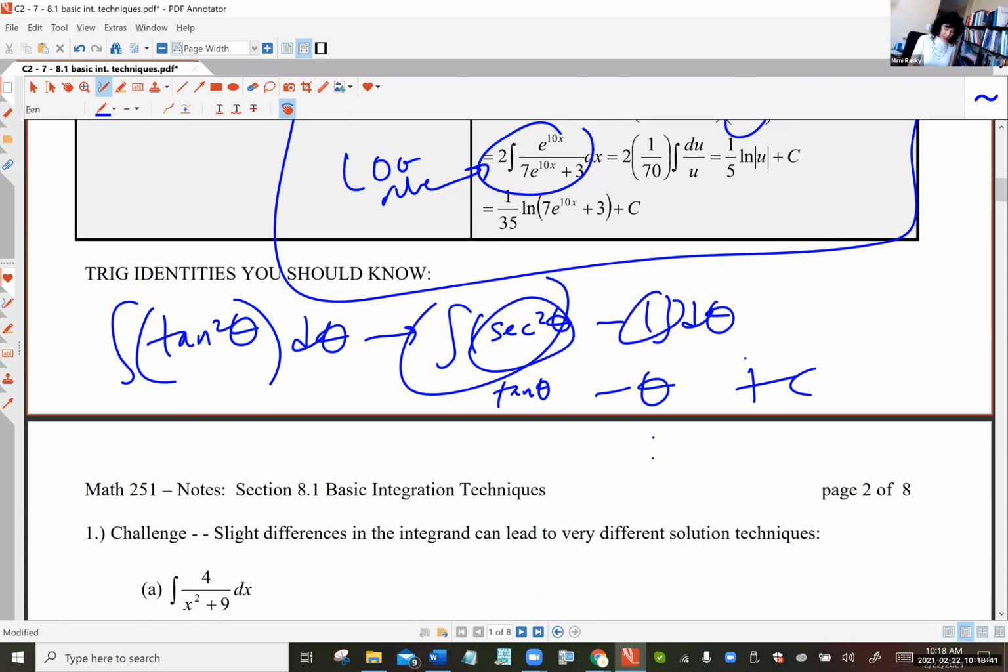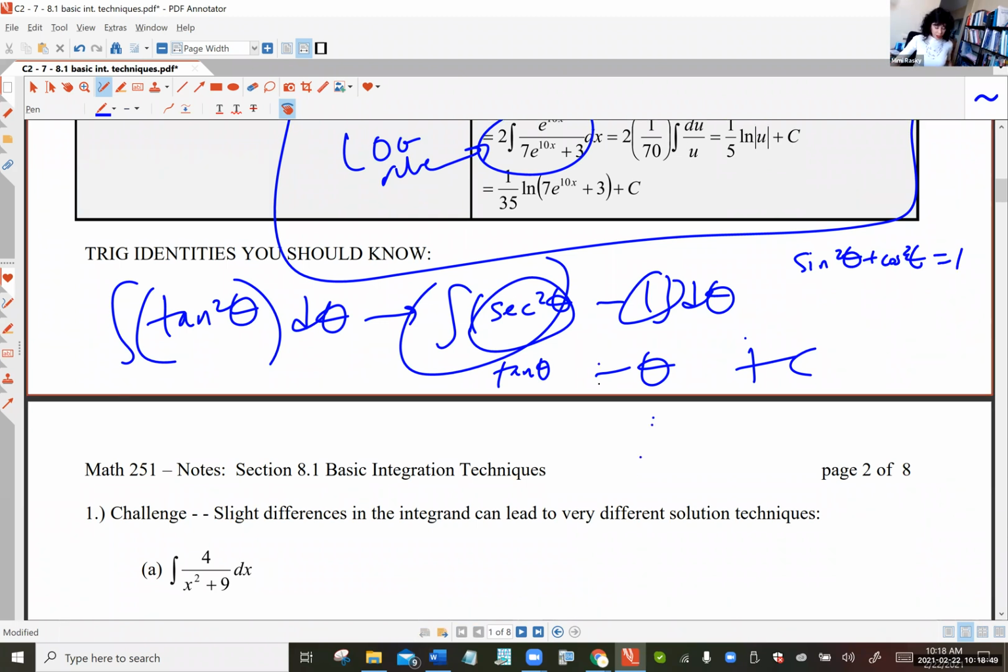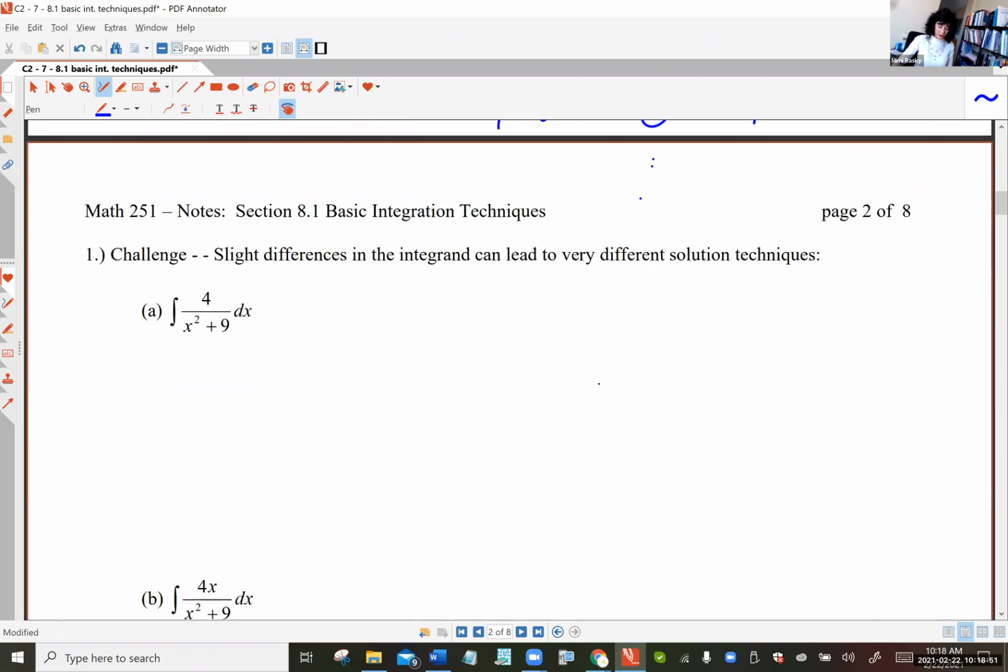And, you know, it's always good to know that sine squared theta plus cos squared theta equals 1. That's always a good identity to keep handy because it can come up. Okay, now let's start.